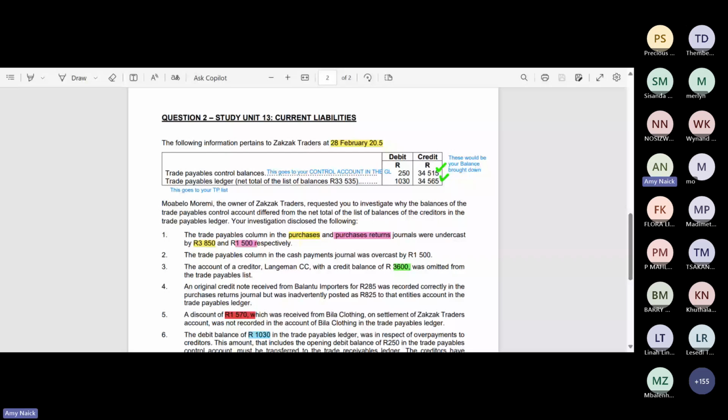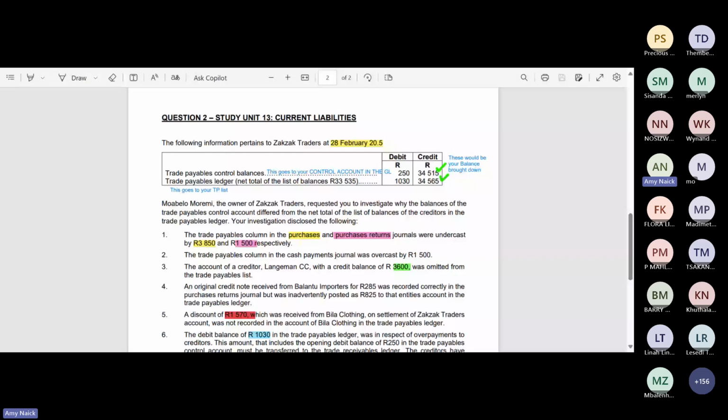So the way I'm going to do the questions, guys, we're going to look at whether it is going to impact the control account, or is it going to impact the trade payables list or the ledger? So this note only talks about the payables column. That's basically the control balance, right? They're saying that something was missing there. They're not making any reference to the list, so we will assume the list to be complete. So the list obviously has the information, the payables account doesn't.